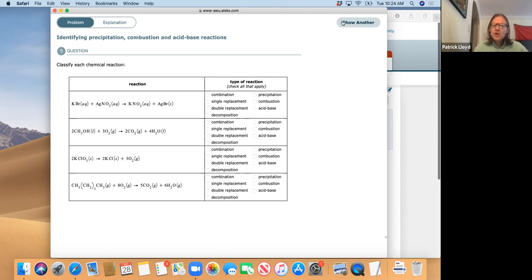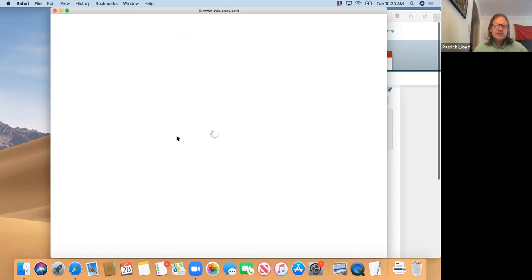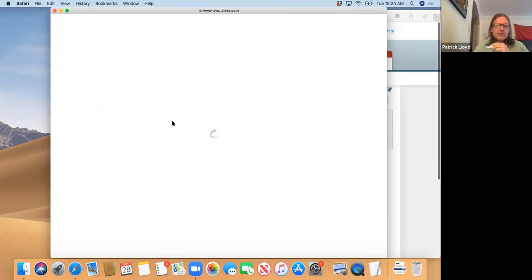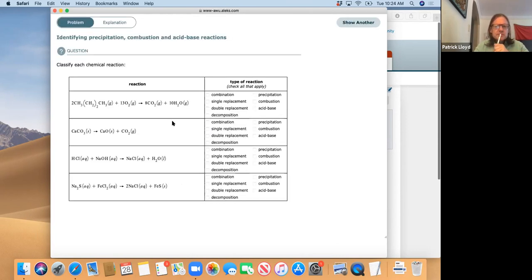I do want to show one single replacement. So let me see if I can find one in here. We'll look at one more here. Those are all ones we looked at. Maybe they don't give you an option of a single replacement, but it would be nice if they did. Here's when it's acid base, right? You can see that's acid base, but it's also double replacement because the H goes with the OH to make water, and the Na goes with the Cl to make NaCl. So it's double replacement again.